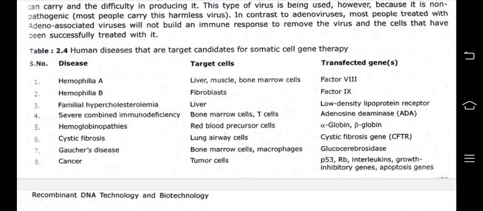Human diseases that are target candidates for somatic cell gene therapy. Hemophilia A: liver, muscle, bone marrow cells, factor 8. Hemophilia B: fibroblasts. Familial hypercholesterolemia: liver. Severe combined immunodeficiency: bone marrow cells, T cells. Immunoglobulinopathies: red blood precursor cells. Then cystic fibrosis: lung airway cells. Gaucher's disease: bone marrow cells, macrophages. Cancer: tumor cells.